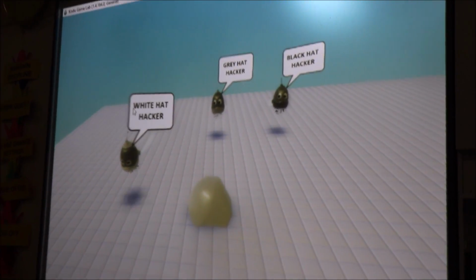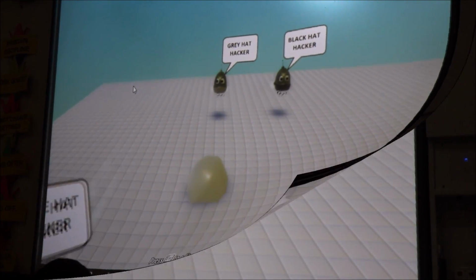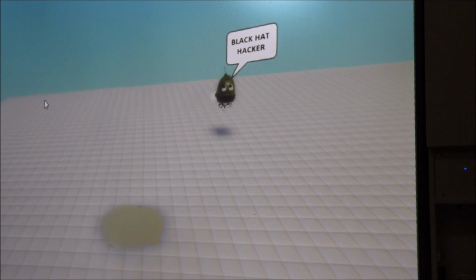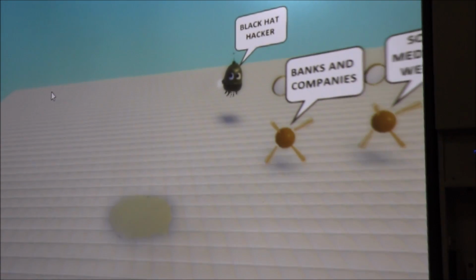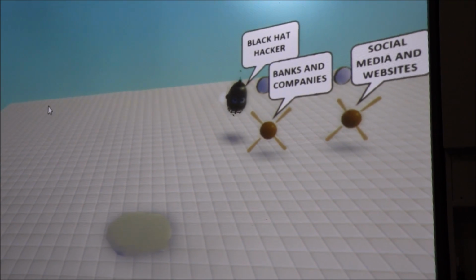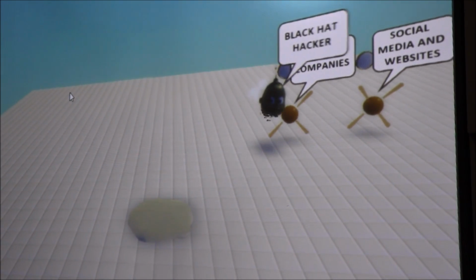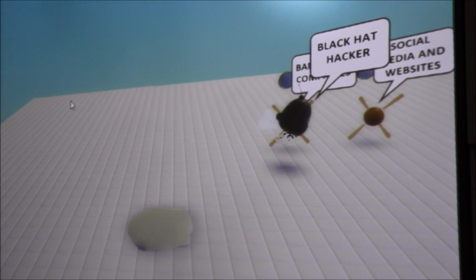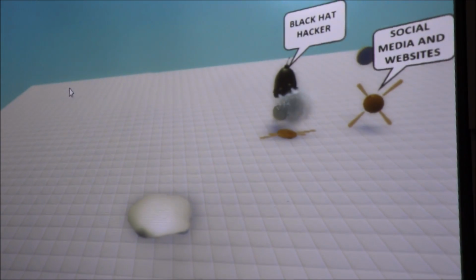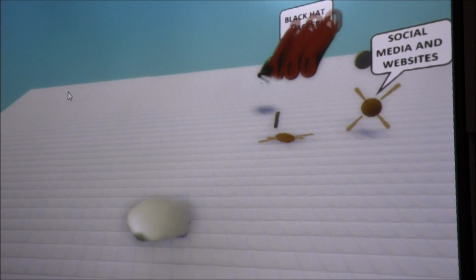Okay, thank you. Black hat hacker. So you can see over here, these are banks and companies, and these are social media and websites. So the black hat hackers will destroy the banks and companies and eat all the money.